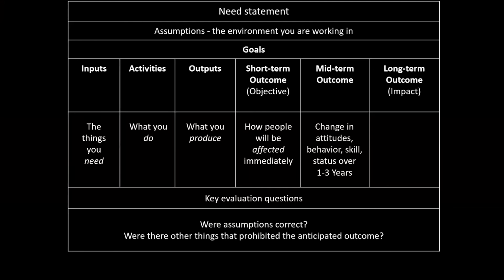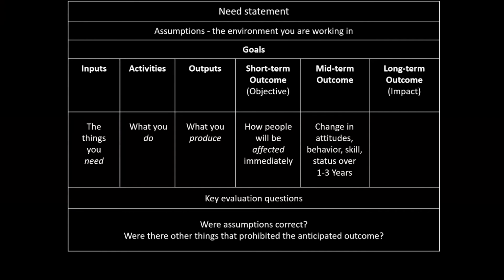The mid-term outcome is what change in attitudes, behavior, skill, or status will happen over a longer period, say maybe 1 to 3 years. And that's the thing about outcomes too. Change is very important. How are they affected, but also how is this changing the people that you're working with? So any change in attitudes, behavior, and skills, say over roughly 1 to 3 years. And this is a very approximate thing.